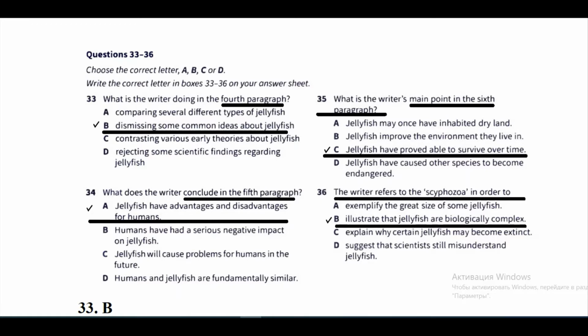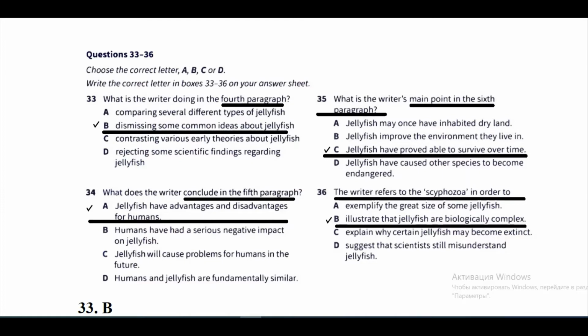B option, dismissing some common ideas about jellyfish. C option, contrasting various allegories about jellyfish. D option, rejecting some scientific findings regarding jellyfish. So, you need to focus on the whole of the first paragraph, not just some of the content. What is the writer's purpose or intention in writing this paragraph?